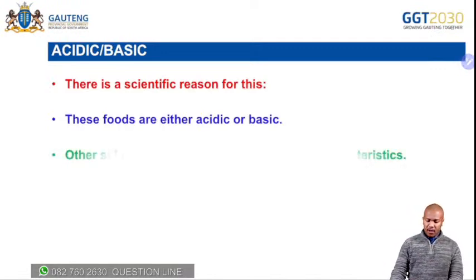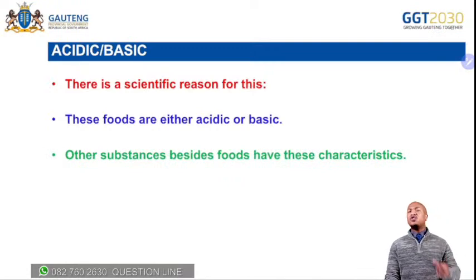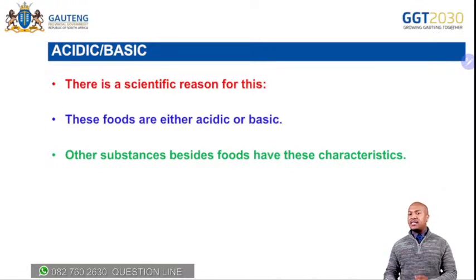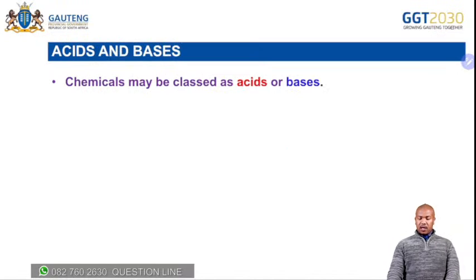So these foods are either acidic or basic. But it's not only food that is acidic or basic. There are other substances besides foods that have these characteristics, like soil and water. They can either be acidic or basic, and we're going to look more into that. Chemicals may be classed as acids or bases, which I've mentioned just now.